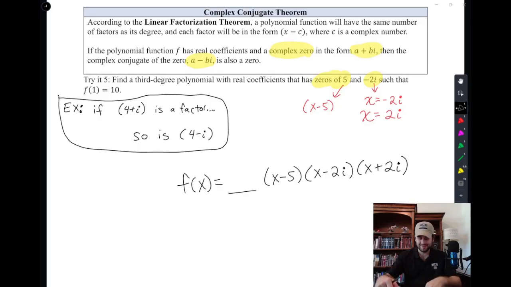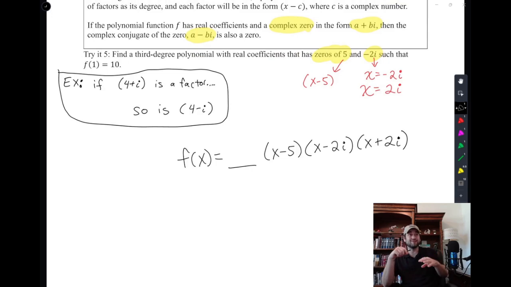And what do you think goes in the blank? Because we've had it in every single example so far, in every single section, we've had an a value that we have to solve for.